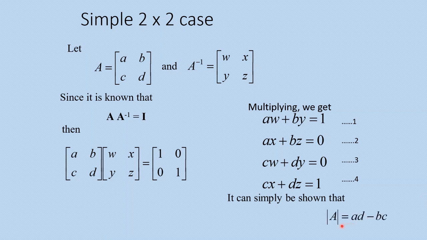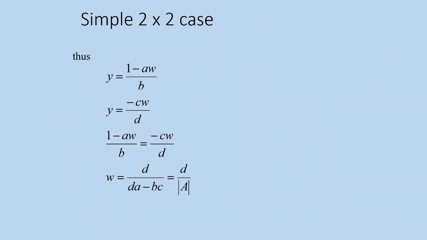From equation 1, Y is equal to (1 minus AW) whole divided by B. From equation 3, Y is equal to minus CW whole divided by D. Therefore, (1 minus AW) whole divided by B is equal to Y is equal to minus CW whole divided by D. W is equal to D divided by AD minus BC, which is equal to D divided by determinant A.